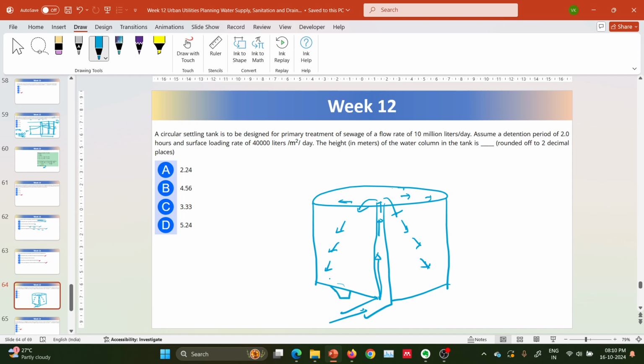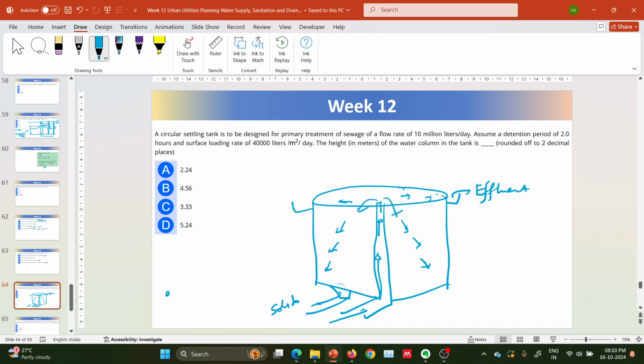Like the wipers we have in our cars, at the bottom we have a scraper that will rotate, and from that hopper we can remove the solids. The effluent can be collected through the weirs at the top. So from the top we collect the effluent. This is how a circular sedimentation tank works.